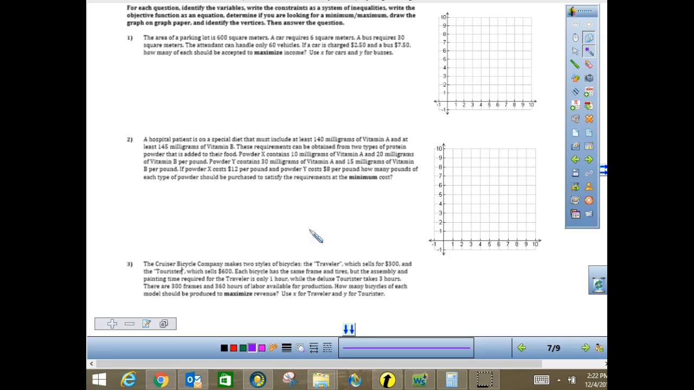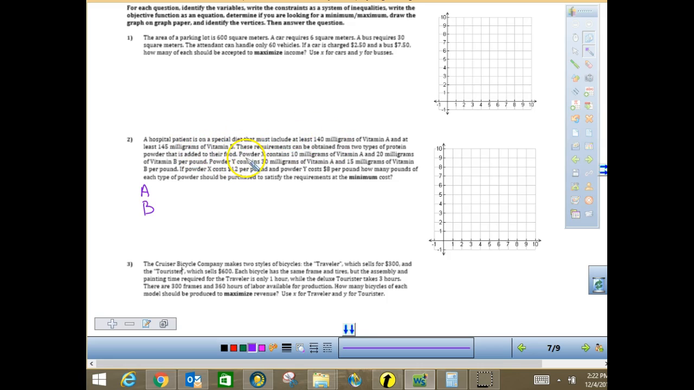Yeah. Number 2, and we're going to read it in parts so we can write our equation as we're doing it. So, if you start, Natalie, would you read those first couple? A hospital patient is on a special diet that must include at least 140 milligrams of vitamin A and at least 125 milligrams of vitamin B. Go one more. These requirements can be obtained from 2 types of protein powder that is added to their food.